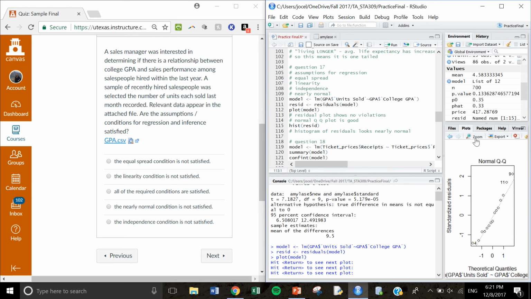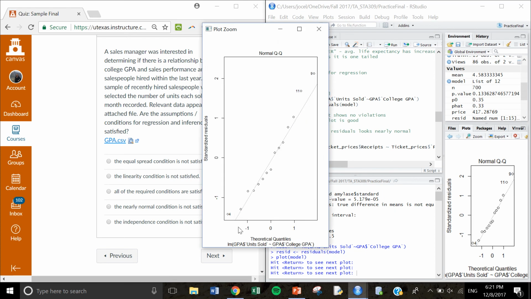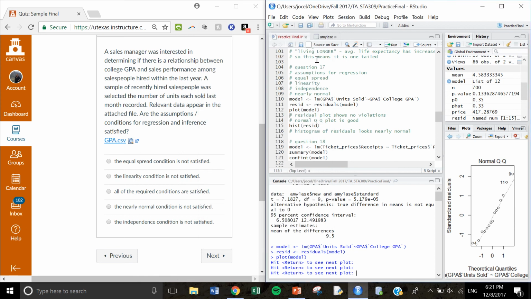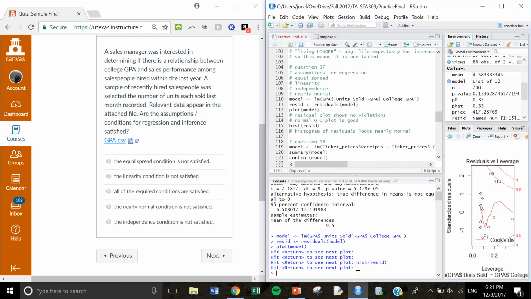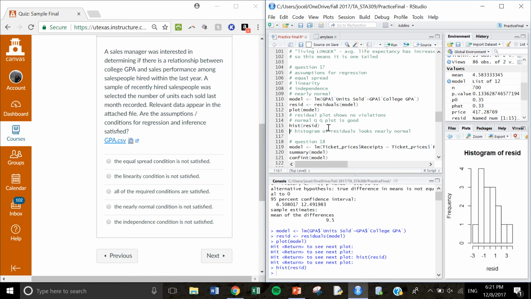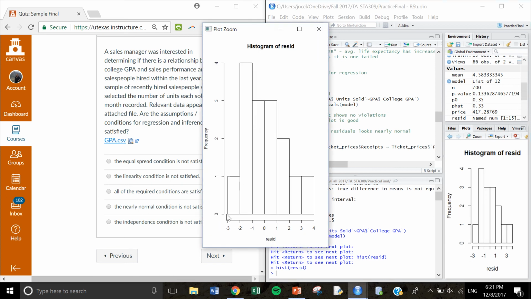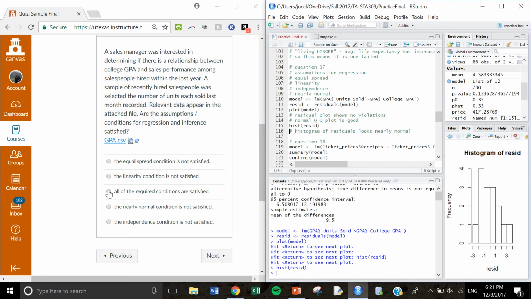If you look at the normal QQ, this also looks pretty straight. Gets a little weird up here, but overall this QQ plot is just good. Also look at a histogram of the residuals to check the nearly normal condition. It's still saying hit return to see next plot, so you'll get rid of that. This one we don't care about. Now a histogram of residuals. And this looks pretty normal. It's not skewed in one direction, only one hump. That's good. So all of the conditions are satisfied.